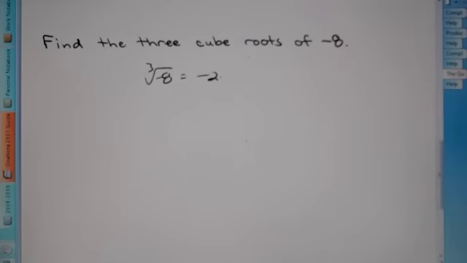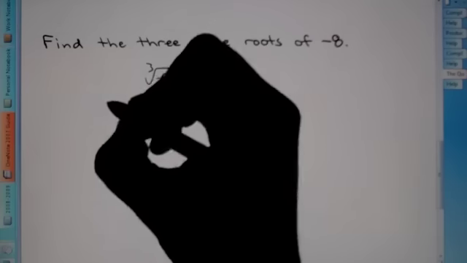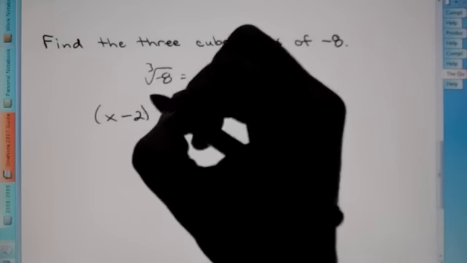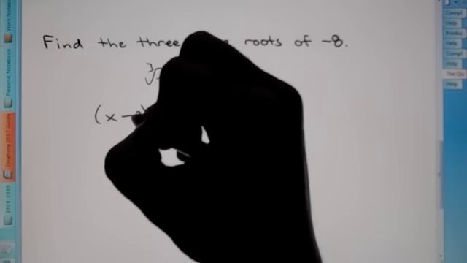But we want to find these roots. So what we're going to do is, when you're dealing with cube, we've done this in the past.